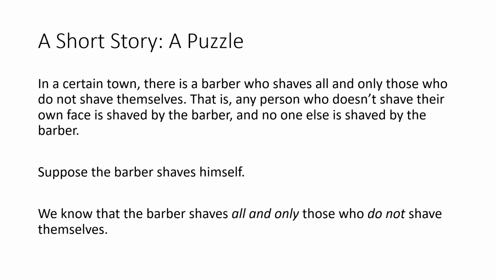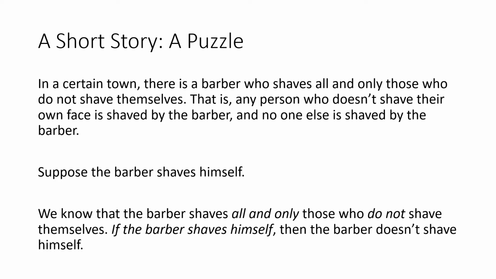We know that the barber shaves all and only those who do not shave themselves. So if the barber shaves himself, then the barber doesn't shave himself. What? Okay. So how is this supposed to work? Well, look back at the story. If the barber shaves himself, I say, then the barber doesn't shave himself. We know that no one else, other than those people who do not shave themselves, is shaved by the barber. So if the barber is someone who shaves himself, well, what's supposed to happen? Well, I say that the barber doesn't shave himself then.